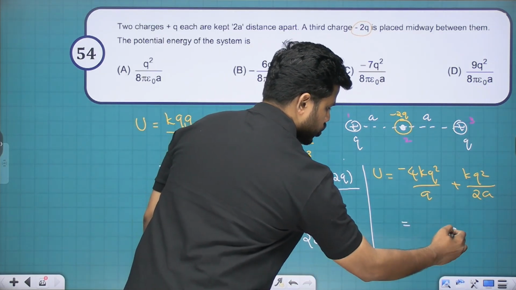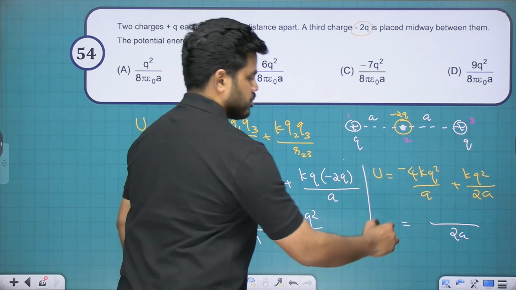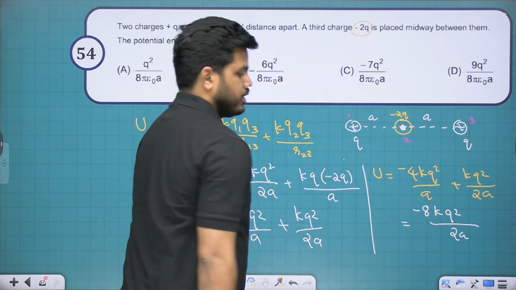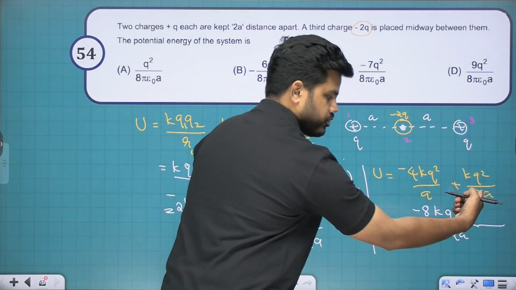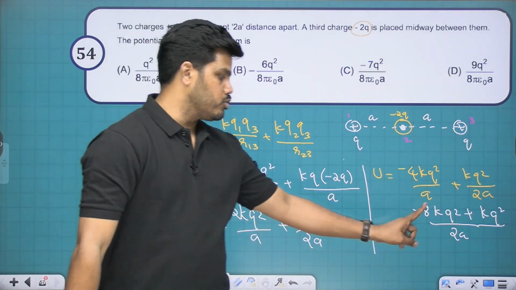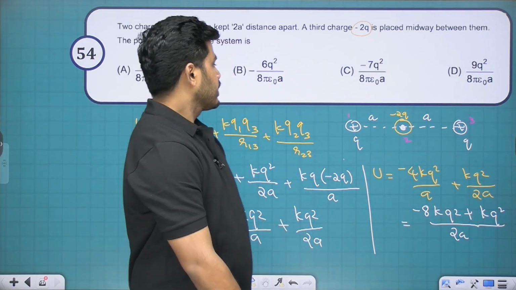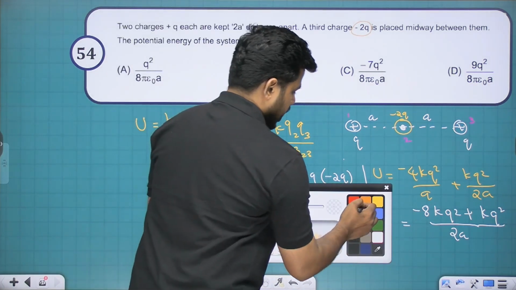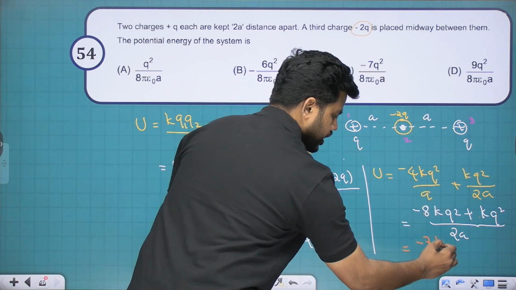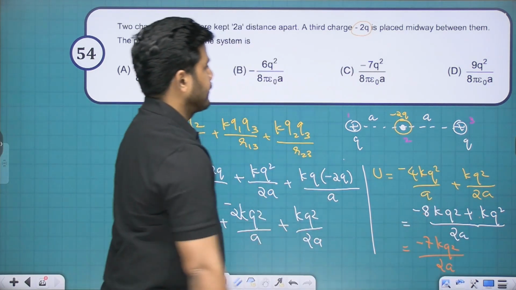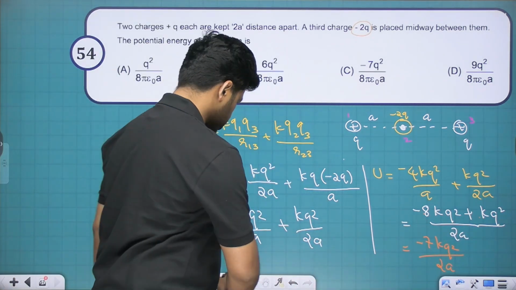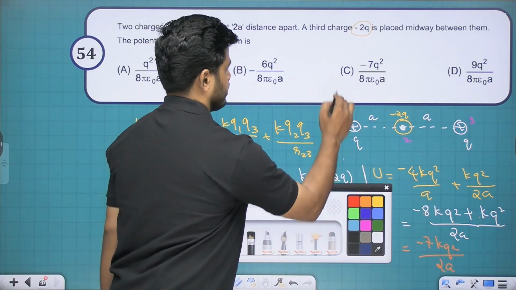Then we will just find out what the resultant will be. We have to take 2a as the LCM. So here we have to multiply with 8, minus 8Kq square, plus, here we have to multiply nothing, so it's just Kq square only. Correct? Minus 8Kq square plus Kq square by 2a. Okay, so what is minus 8Kq square plus Kq square? We get minus 7Kq square by 2a. Now look at the options. You have to substitute K as 1 by 4 pi epsilon 0. Then you will get this option as the correct one.